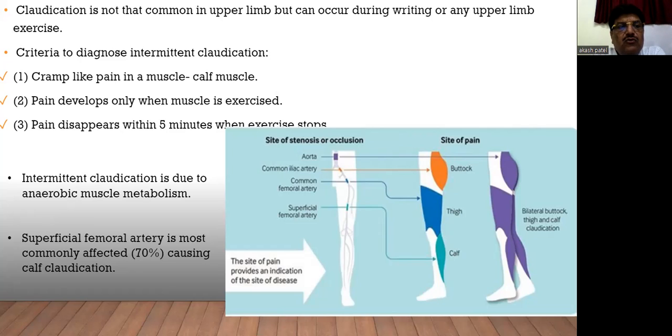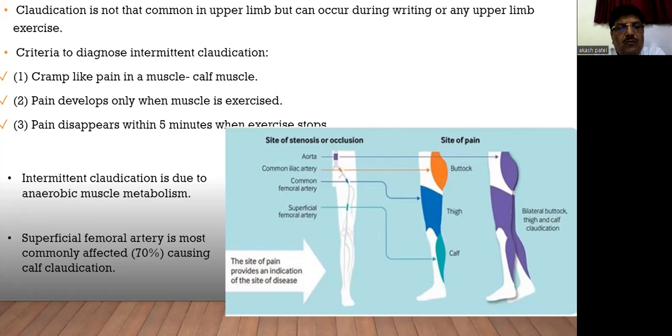Intermittent claudication is due to anaerobic muscle metabolism because sufficient oxygen is not there. So anaerobic muscle metabolism is initiated, and lactic acid gets deposited, substance P gets deposited, and all that causes pain.